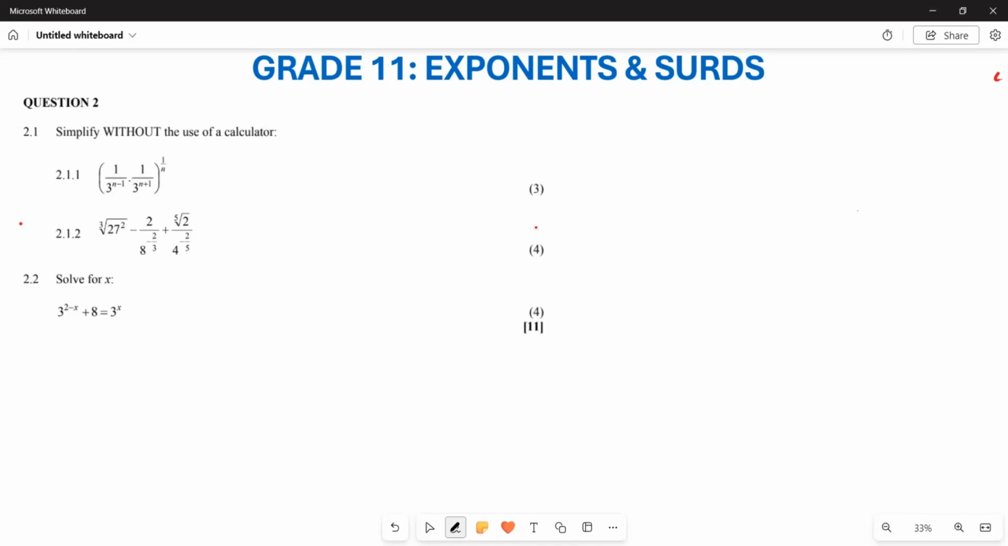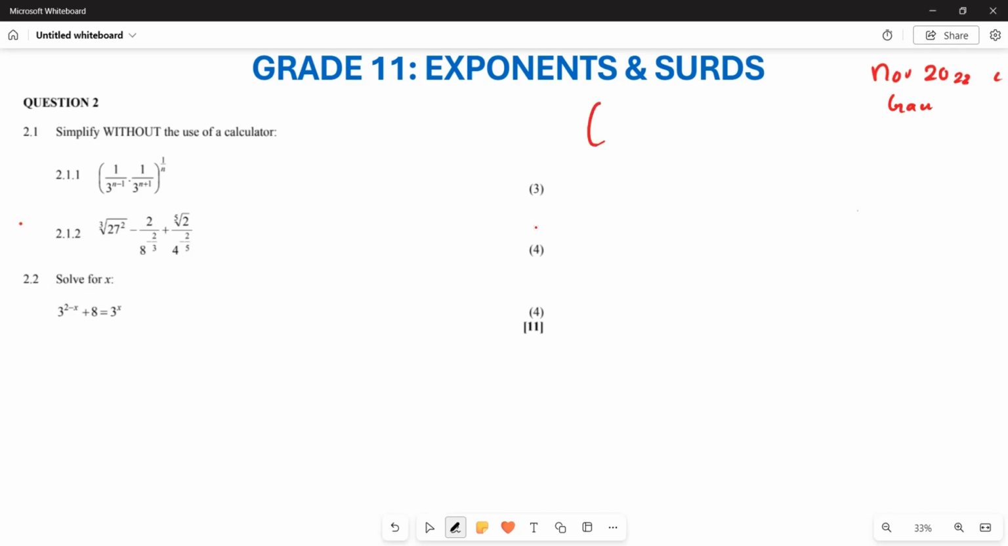Now, basically what we are examining are exponents and surds, and this is going to be our November 2022 paper from the Gauteng province. Now, let's see. In this Question 2, they want you to simplify without using the calculator. What is it that you are going to do if we are simplifying without the use of a calculator? I want us to start here.